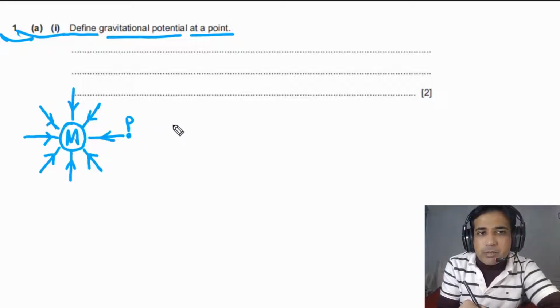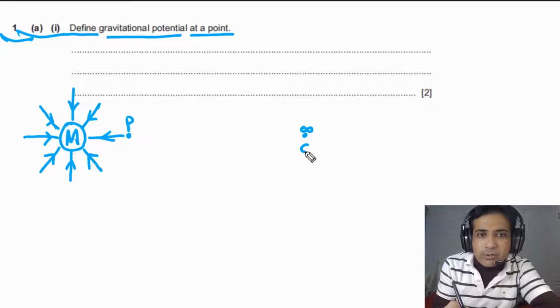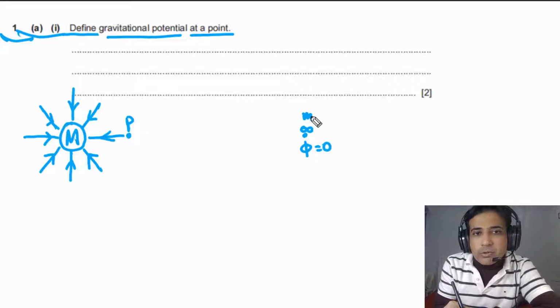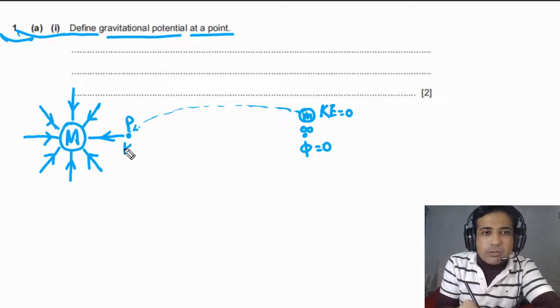If you need to find the potential at point P, you need to go to infinity. At infinity, we define potential equal to 0. Now you need to take one unit mass from infinity, and at infinity, the kinetic energy of this unit mass is equal to 0. Now you have to bring this unit mass from infinity to point P, and when you bring it to point P, its kinetic energy also has to be 0.